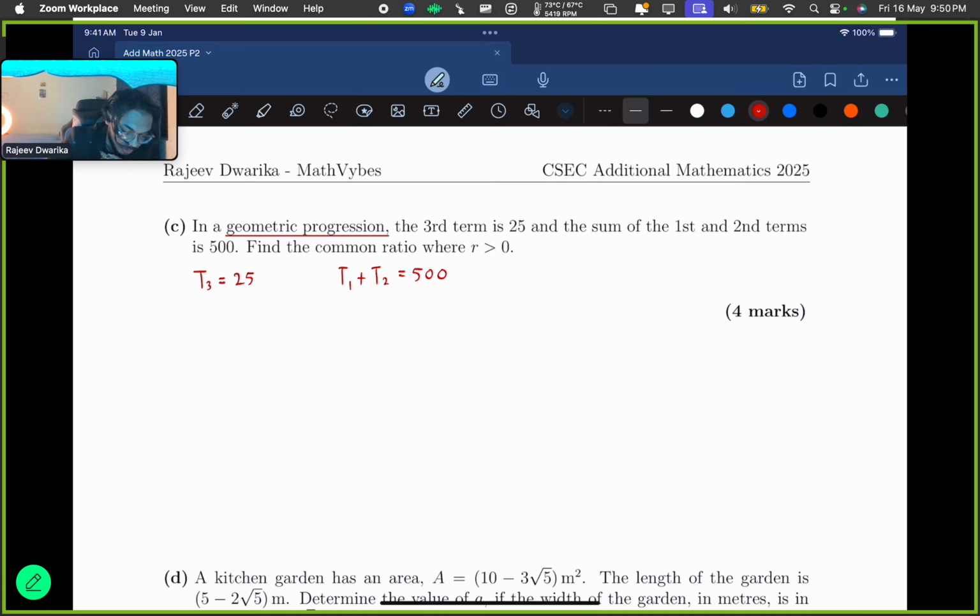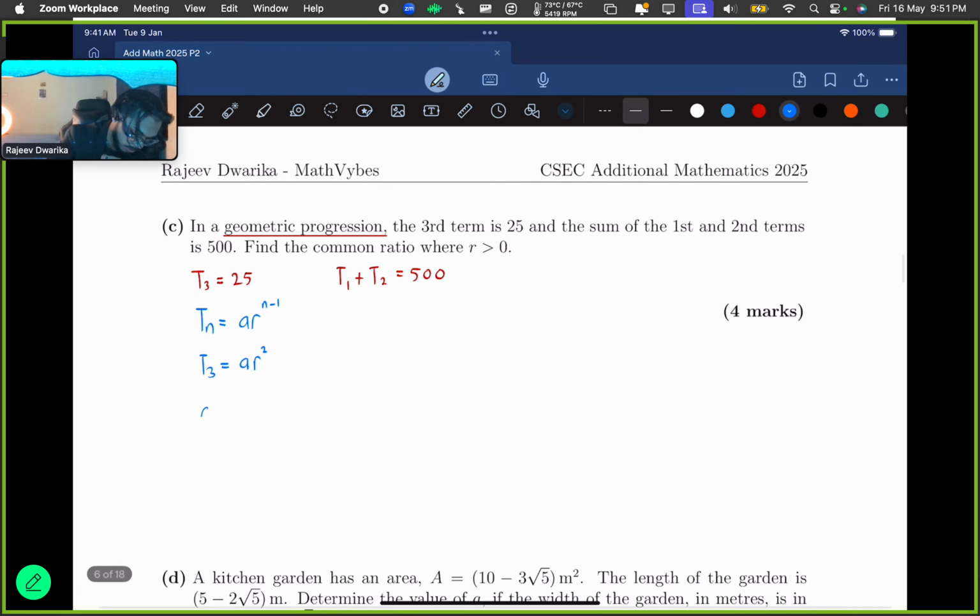Okay, so you substitute the general formula for GP. The general formula for GP says that T of n is equal to A R to the power n minus 1. So for the third term, do I know my first term? No. Do I know my common ratio? No, I don't know what that is either. So that will be 3 minus 1, which is 2. And so A R squared will be equal to 25, right?